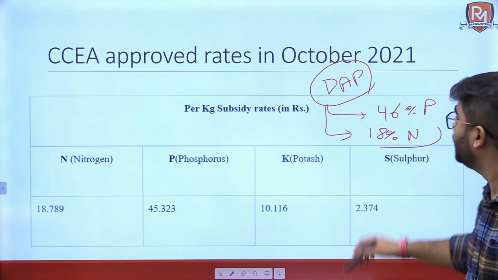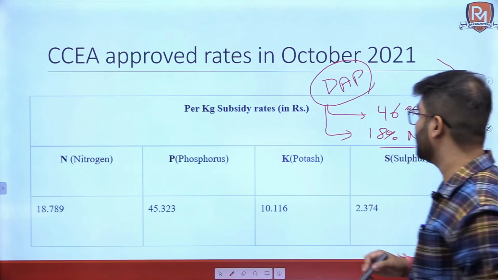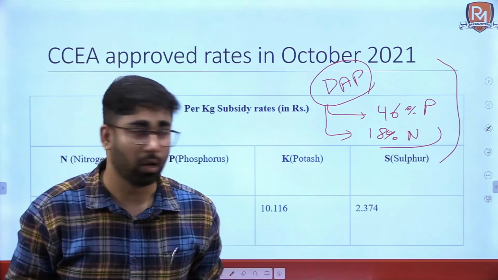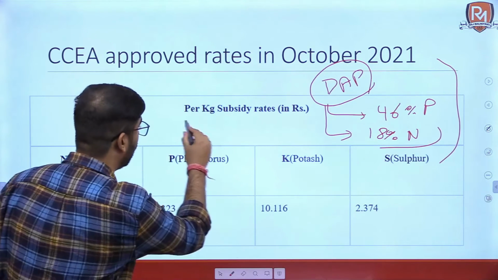Okay, nutrient based subsidy. That is why. Now see, 1 ton of diammonium phosphate has to be produced now. 1 ton means 1000 kilo.